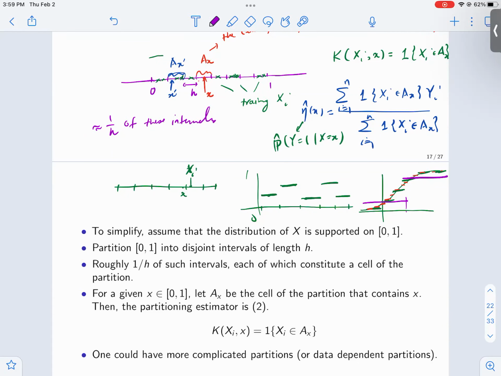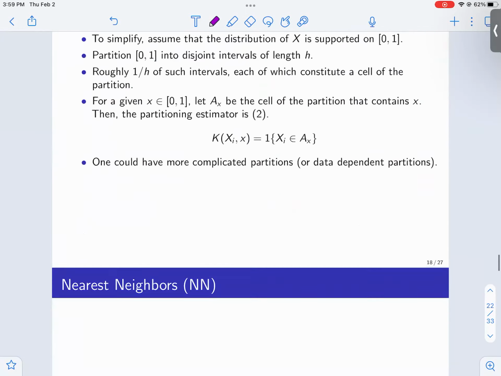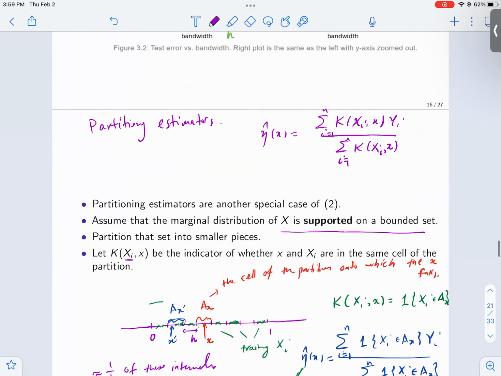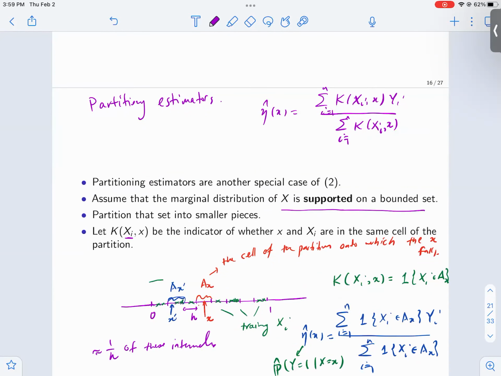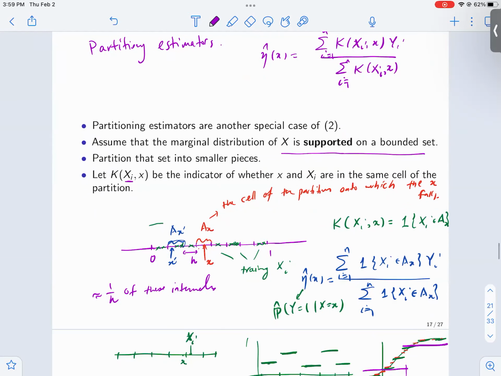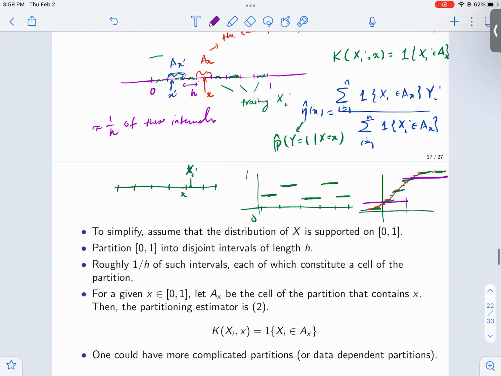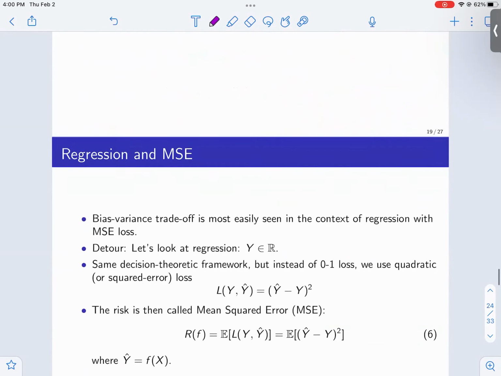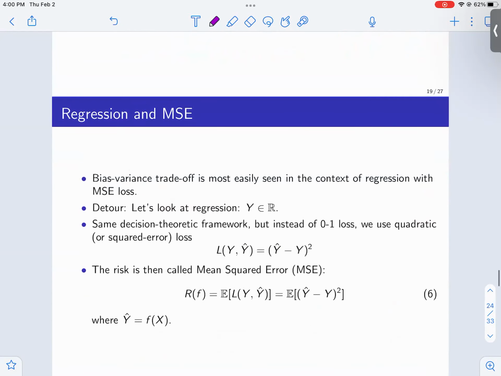So like the partitioning estimator now. Nearest neighbor, we talked about that. I'm going to come back later. So any questions about the partitioning estimator? So the plan is to try to analyze this and see the bias-variance trade-off as a function of h more clearly. I just want to, if you see one example, it gives you a lot of intuition about what is going on. So in order to do that, questions?